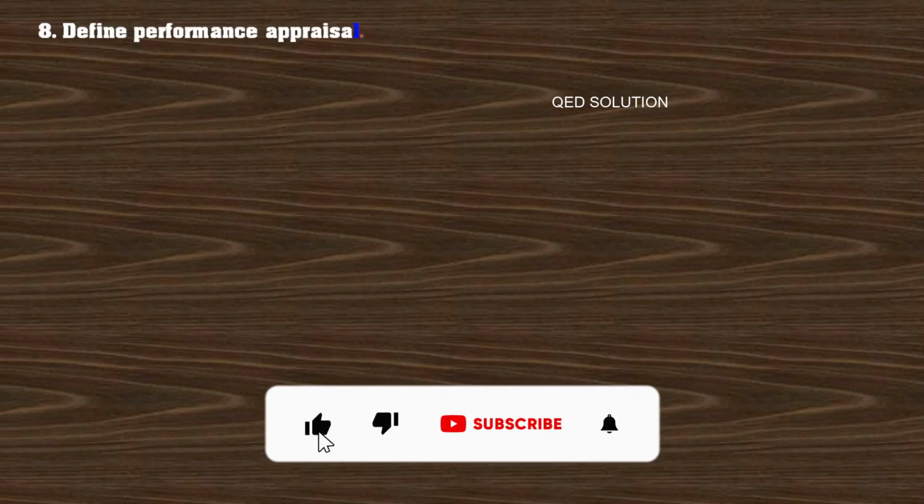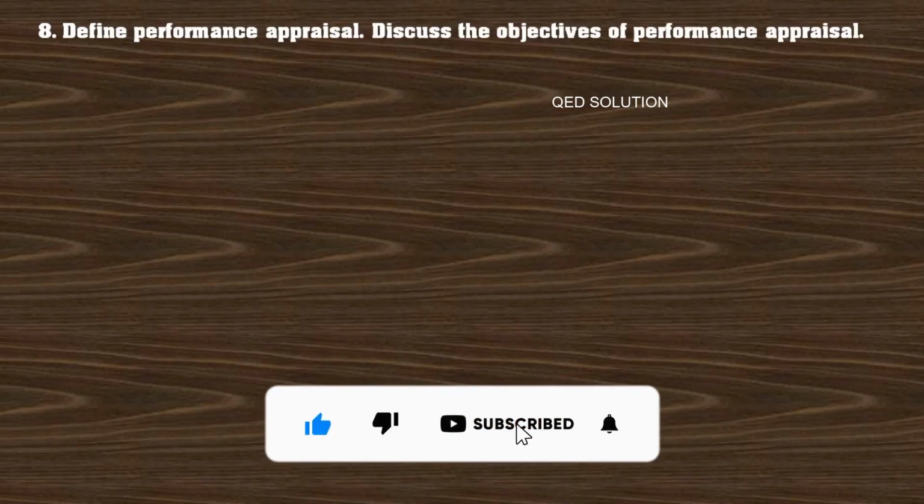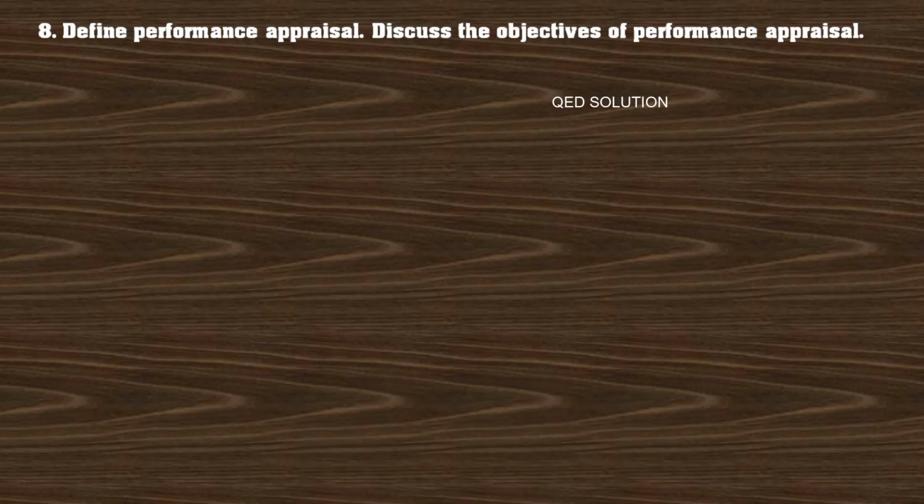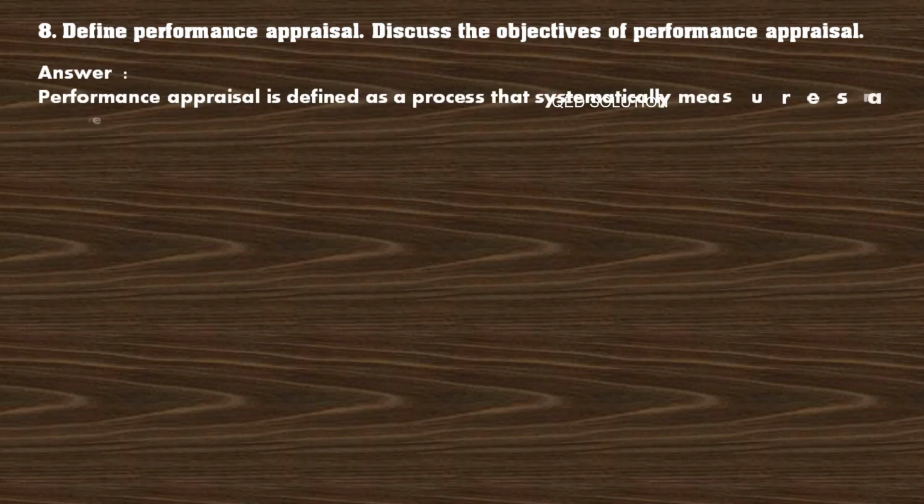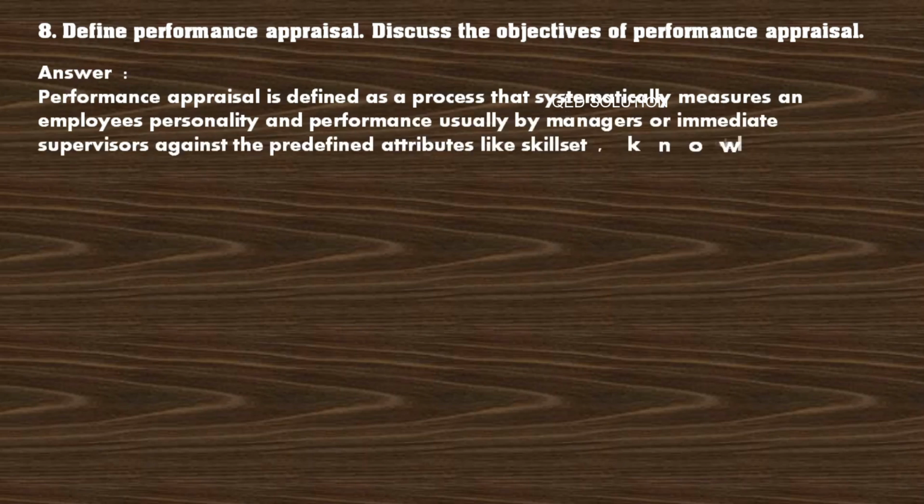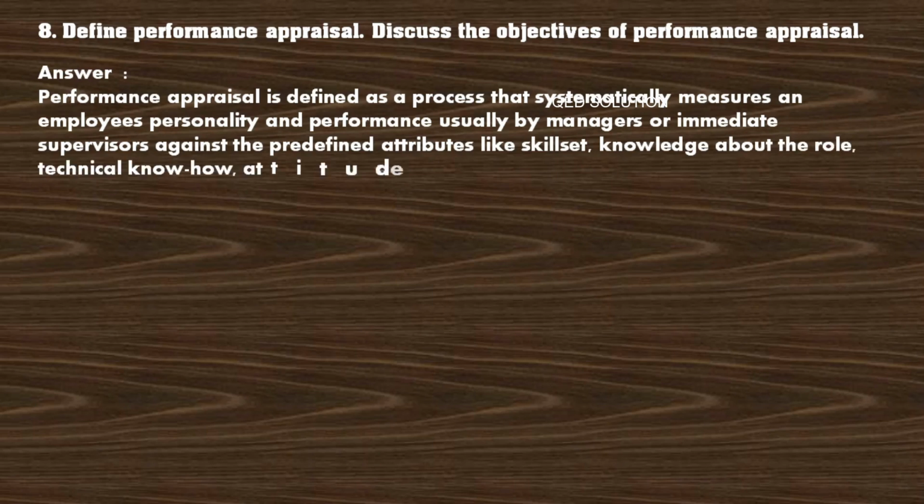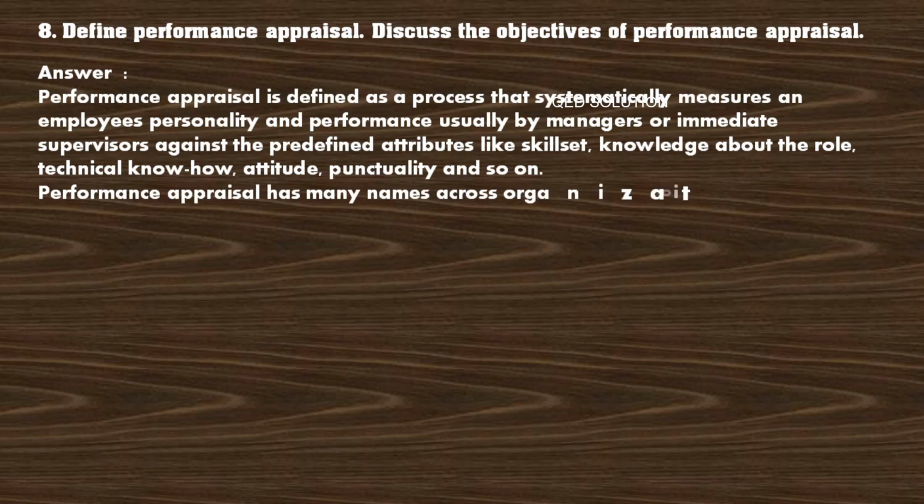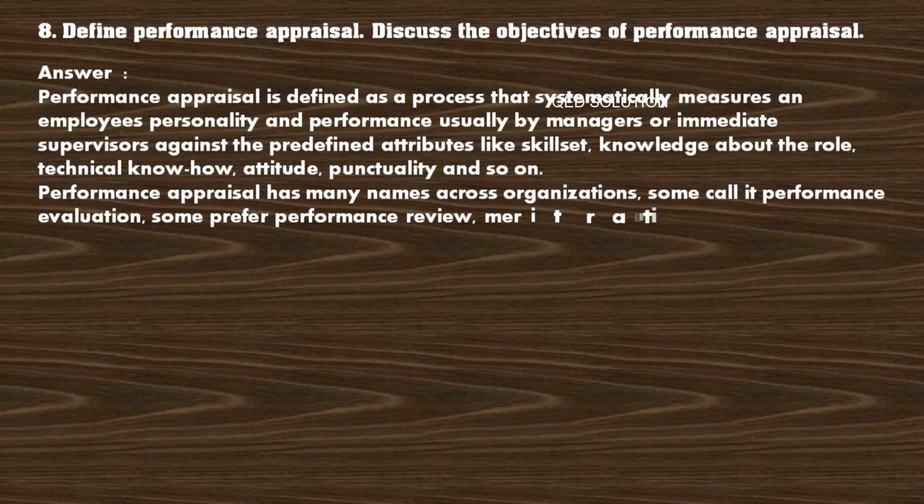Question number 8. Define performance appraisal. Discuss the objectives of performance appraisal. Answer. Performance appraisal is defined as a process that systematically measures an employee's personality and performance, usually by managers or immediate supervisors, against the predefined attributes like skill set, knowledge about the role, technical know-how, attitude, punctuality, and so on.